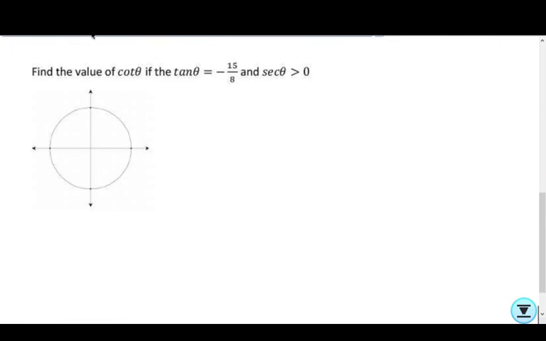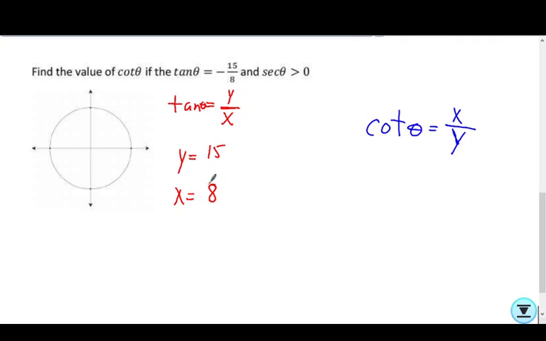So find the value of cotangent theta if tangent theta is negative 15 over 8 and secant theta is greater than 0. So let's start with cotangent theta. Cotangent theta is the ratio x over y. Okay? So that's what we're looking for. Now, what did they tell us? Well, they told us tangent theta is negative 15 over 8. And tangent theta is y over x. So that means my y is 15 and my x is 8.